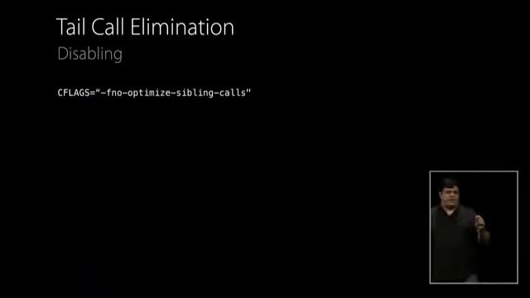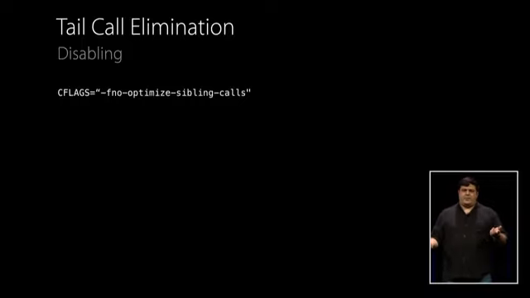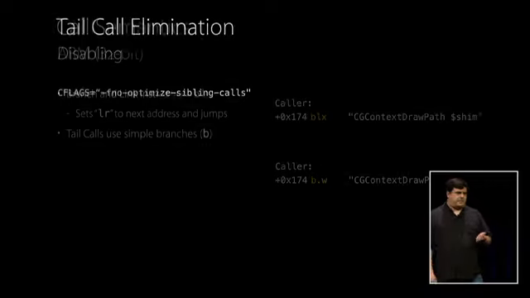Now, if you want to turn it off for the sake of profiling to show a little bit cleaner stack trace, you can turn it off by going into the build settings of your project and setting the compiler flag, the C flag, to -fno-optimize-sibling-calls. Now, that'll turn off the optimization and, unfortunately, the performance gains that go with it, but you will get better results in the time profiler.